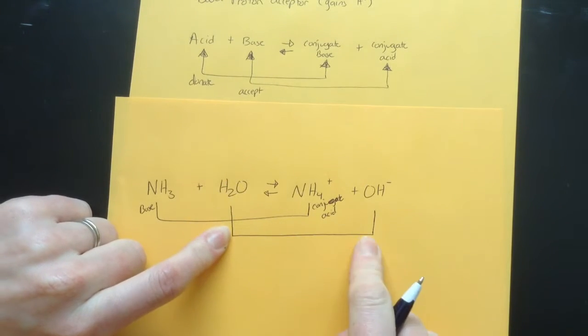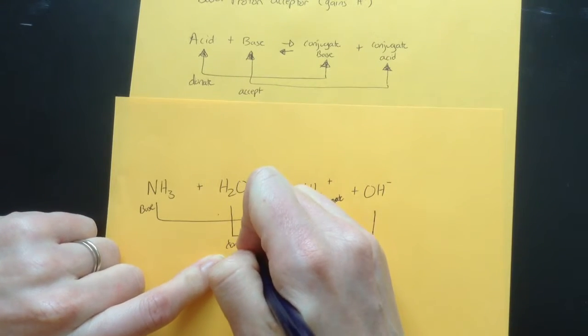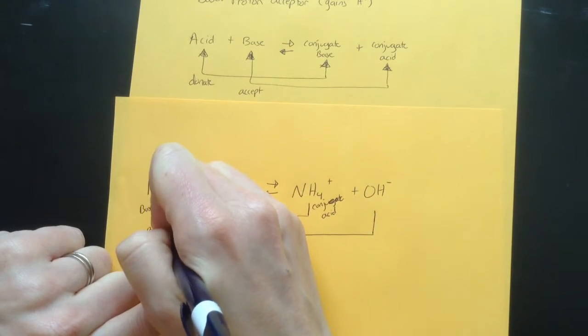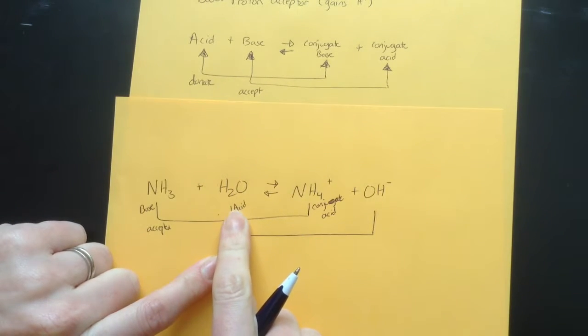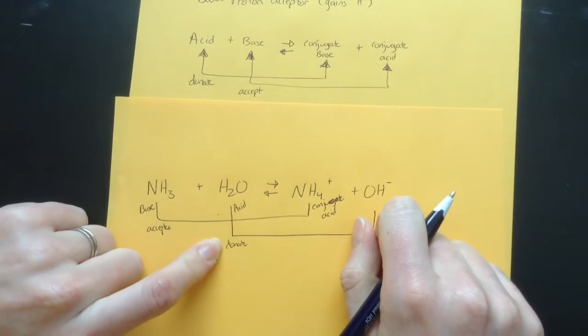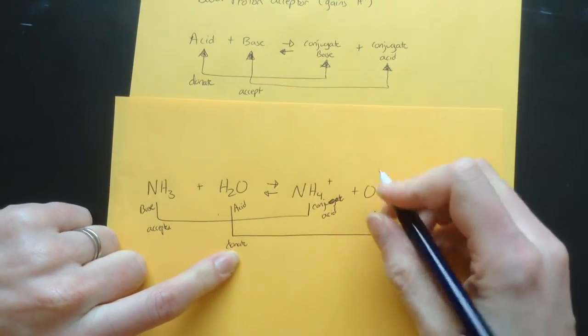My water molecule actually lost a hydrogen this time, so it donated. Okay, and here we accepted. So this one is my acid. In this situation, the water is acting as my acid, and in the last two that we looked at, the water was acting as the base. Remember, we call that amphoteric when it can go either way.